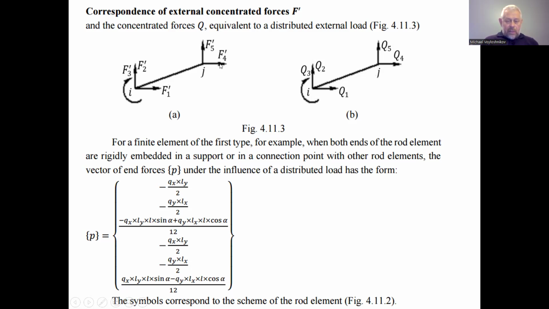The forces like F4 stroke horizontal: one component of the force applied to the end of the finite element, and the upward component of the force applied to the second node of the second finite element. So it does not correspond to the bending moment, so we have only 5.